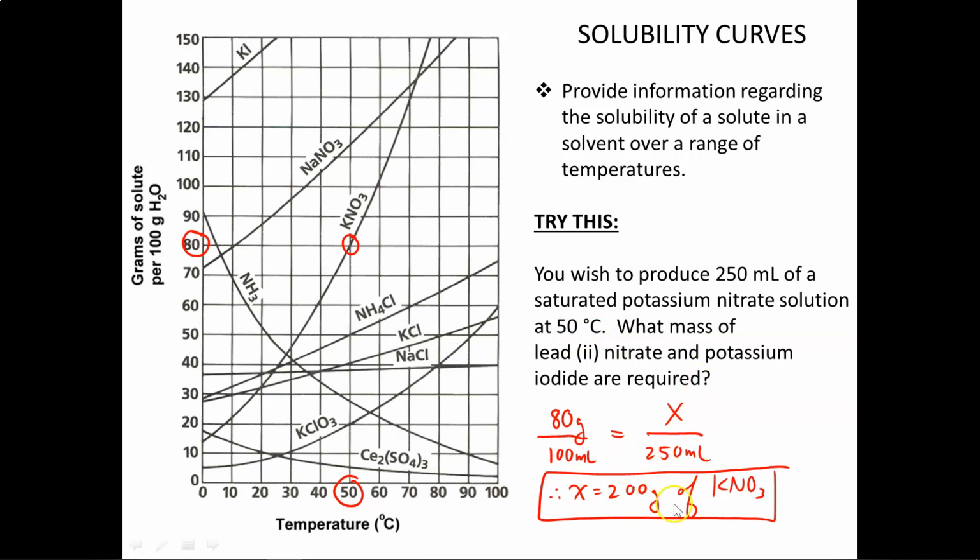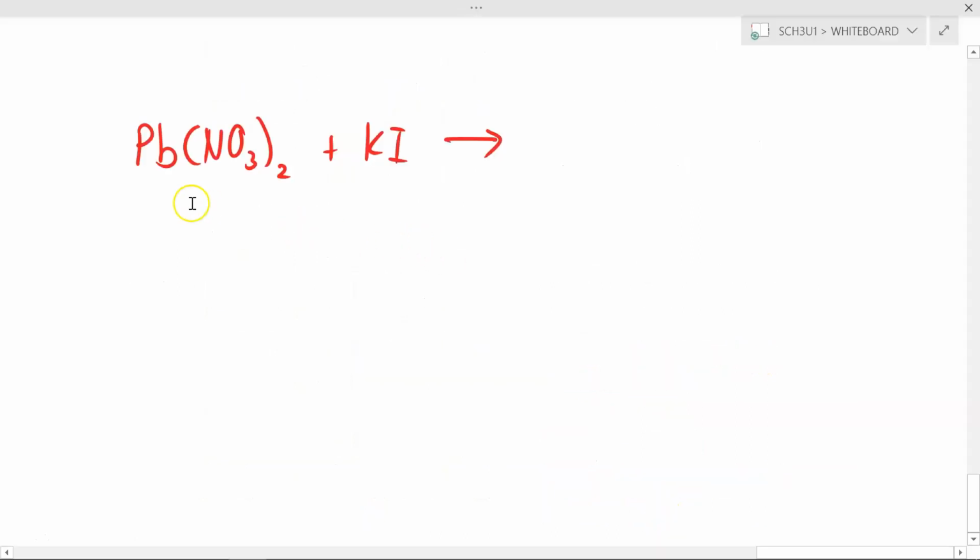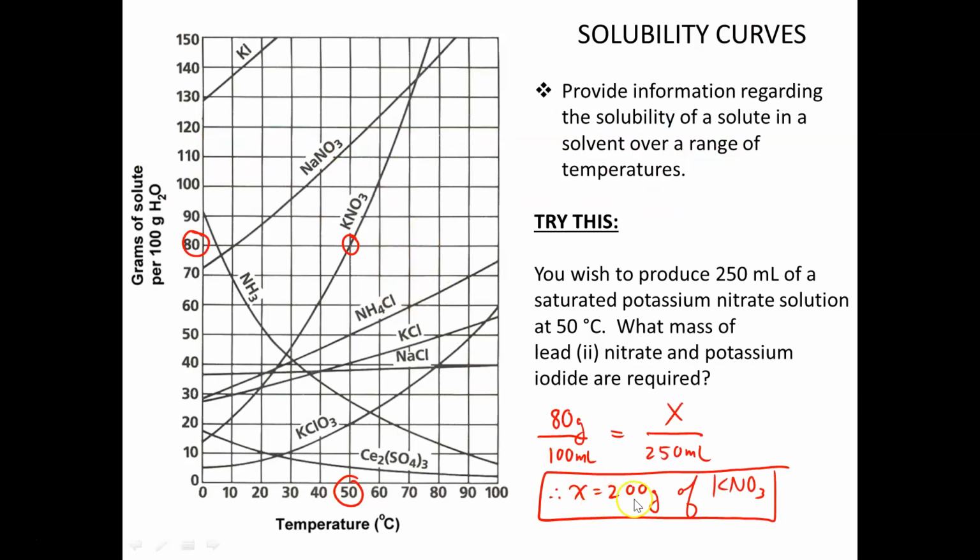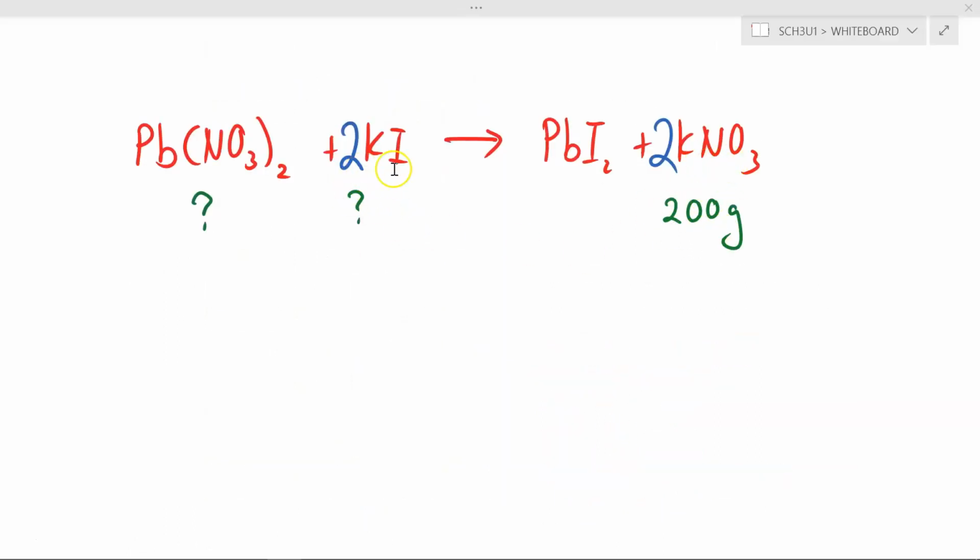So now that we have our starting information, it asks what mass of lead-2 nitrate and potassium iodide are required to react and produce this. So I'm going to write out this equation: lead-2 nitrate, potassium iodide. This is a double displacement pattern, giving me PbI2 and KNO3. Now don't forget to balance the equation. We always balance the equation, and this will give us our stoichiometric ratios. Now from the chart, I found that I have 200 grams of KNO3 required, and it wants to know how much lead-2 nitrate and potassium iodide are required to create this. So 200 grams of KNO3 and how many grams of KI and Pb(NO3)2 will make this.